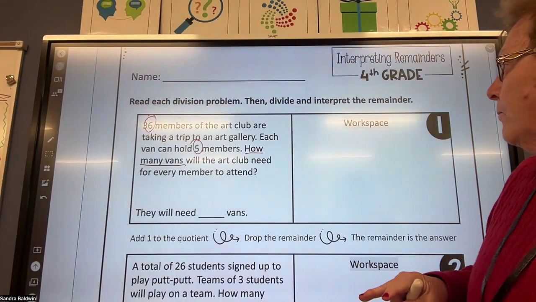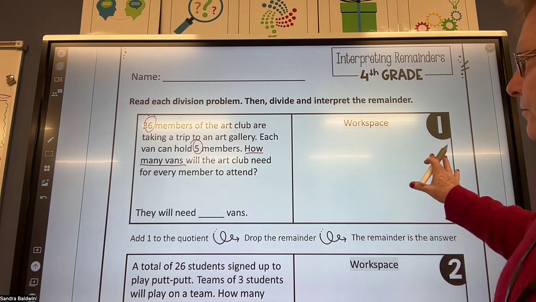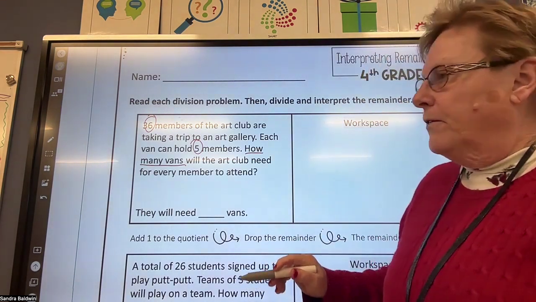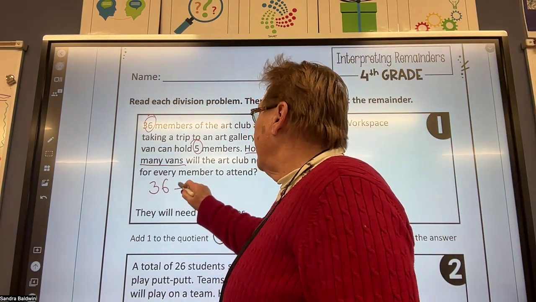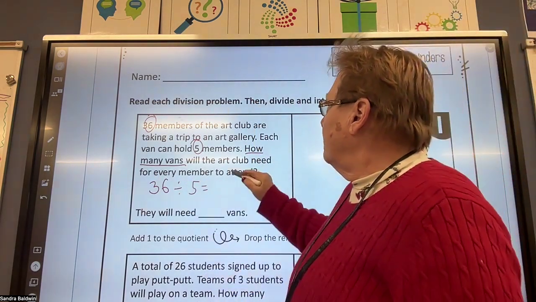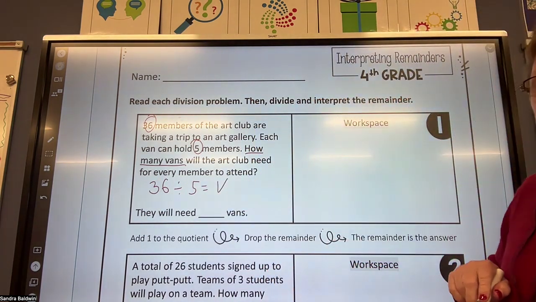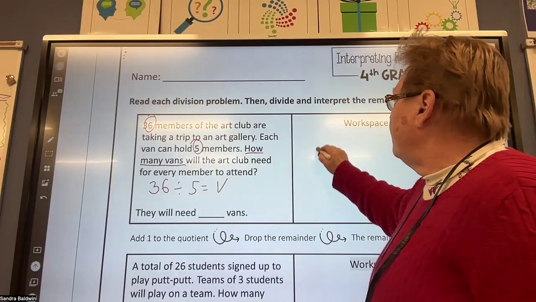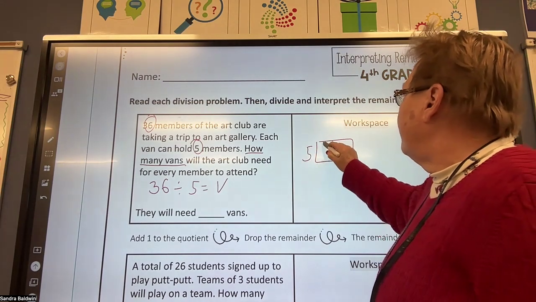Okay, so there's a couple ways that we can do this problem. The way we did in class, I did the box method. I'll also do the partial quotient method. First thing is to come up with an equation, and we said that the equation was 36 divided by 5 equals, and we said V for vans. And in our workspace, we said, okay, if we have 36 divided by 5.